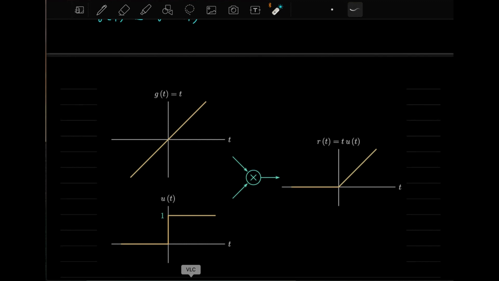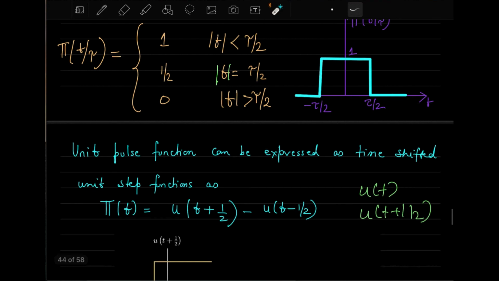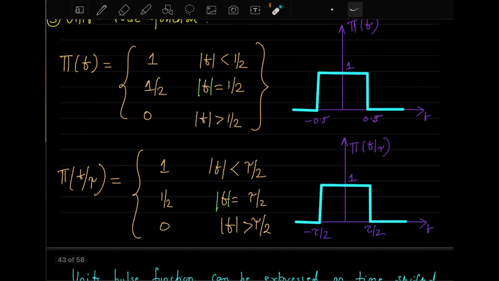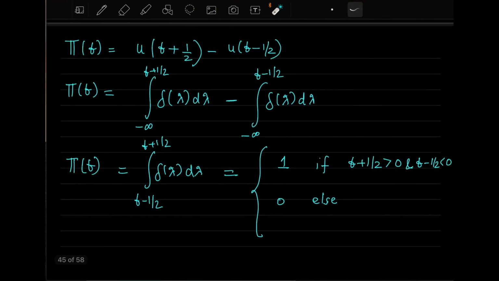Sir, I have one doubt. Yes. Sir, in the unit impulse function, or sorry, unit pulse function. Yes, unit pulse. Sir, when we do this integration, here we are establishing 1 and 0. But in the definition, we had the value of 1 by 2. Sir, we are not getting that.